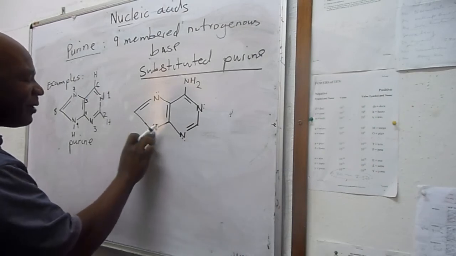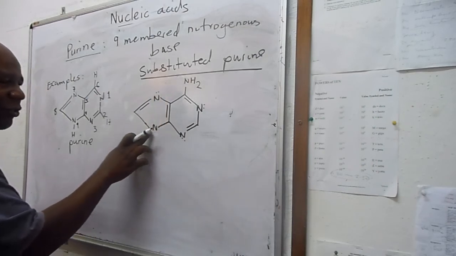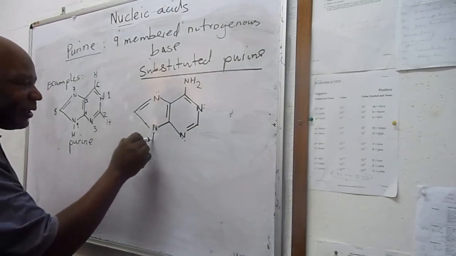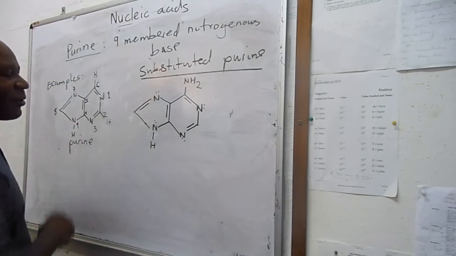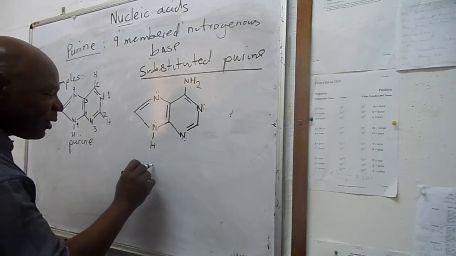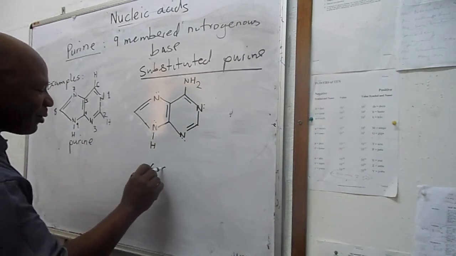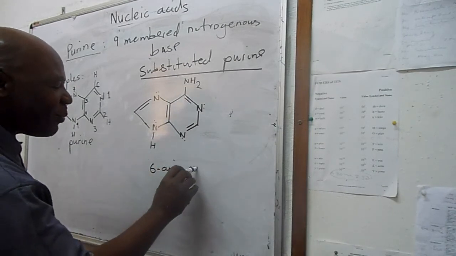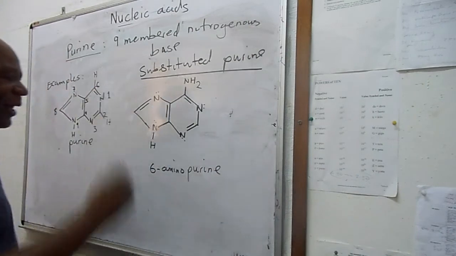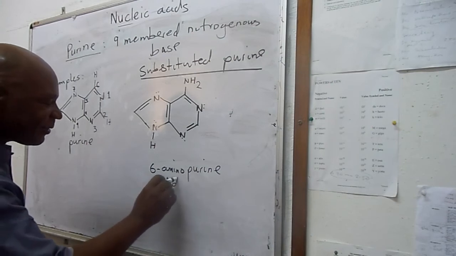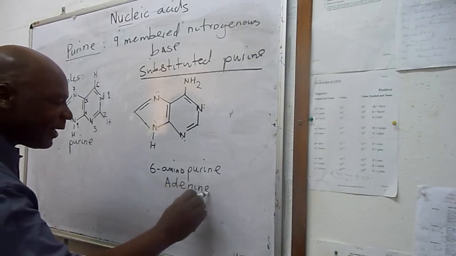Now this nitrogen must have a valence of 3. It has how many bonds now? 1, 2. So it's not complete. So we can put hydrogen there. Now it's complete. So what we've done to the purine is that at position number 6, we have introduced an amino group. So this will be 6-amino purine, which is called adenine. That's a common name, adenine.